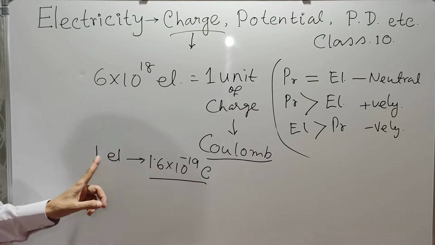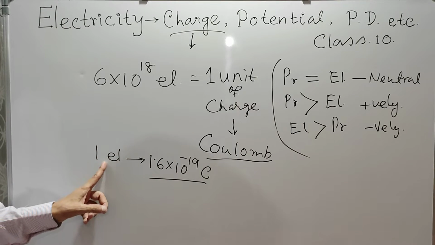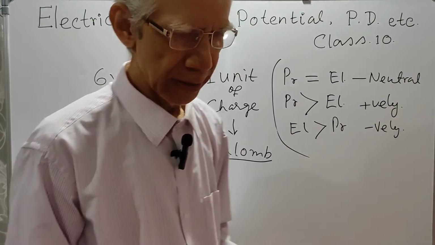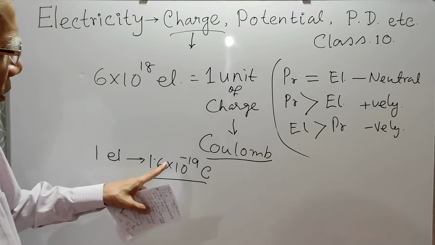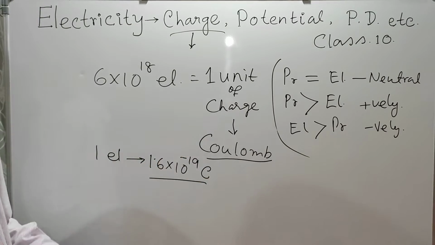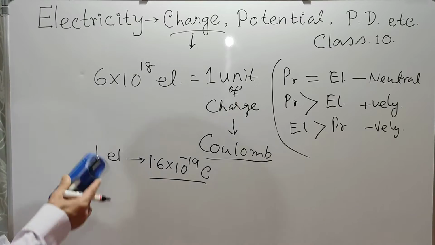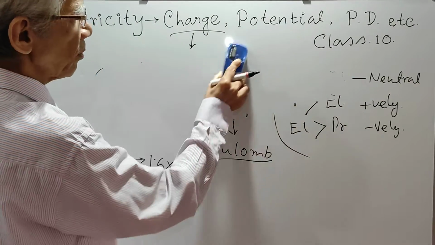That is the charge of one electron, or you can say that is the charge of one proton, because the charge of one proton and one electron are always equal, isn't it? So this is the concept of charge and the SI unit of charge. The SI unit of charge is what? Coulomb. Okay. All right. Now let us go to the next important term, potential.